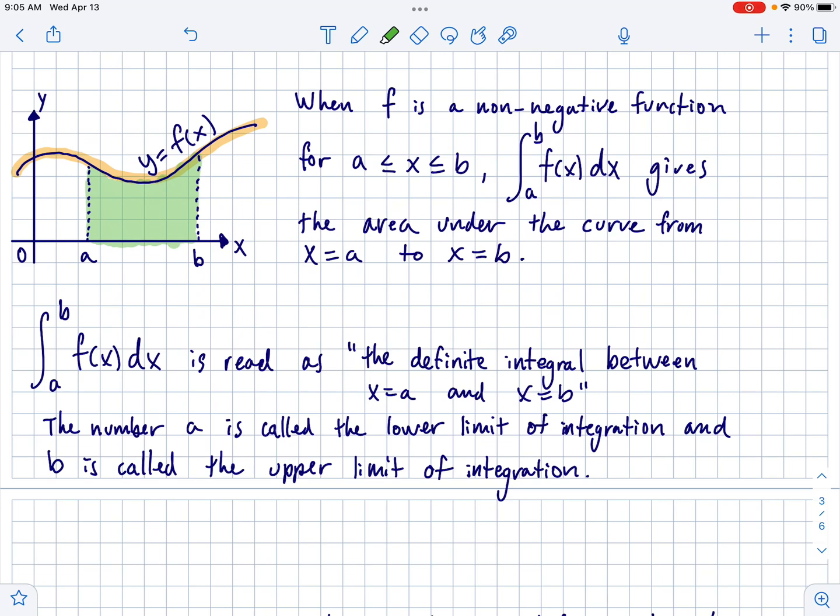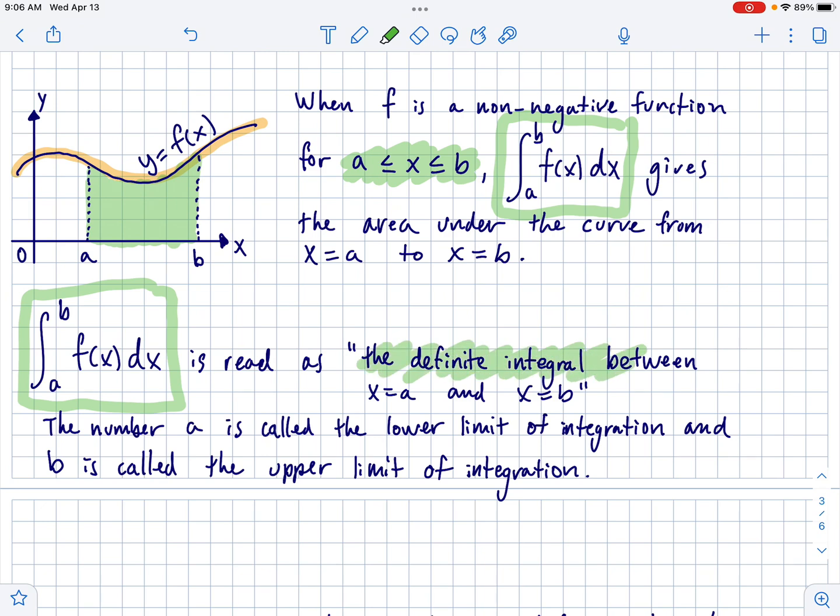When f is a non-negative function between a and b, then this fancy notation right here gives the area under the curve from a to b. How you read that fancy notation is the definite integral between a and b. The bottom part, the number a, is called the lower limit. So this is the lower limit. And the top part is called the upper limit. So this is your upper limit.